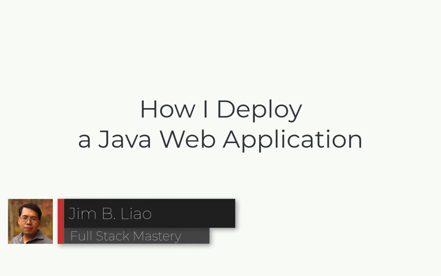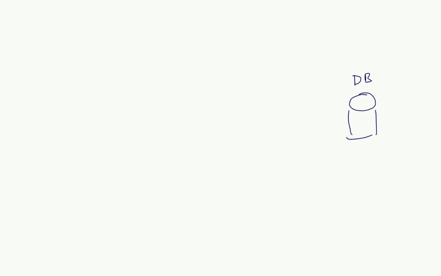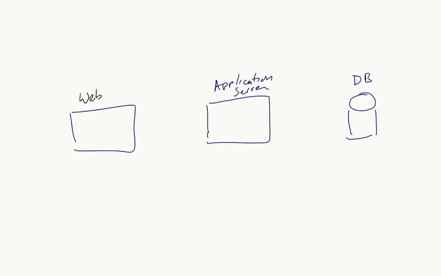In this video, I'm going to go through how I deploy a Java web application. In a typical application, we have three layers. We have the database, we have the application server, and then we also have a front-end web server.